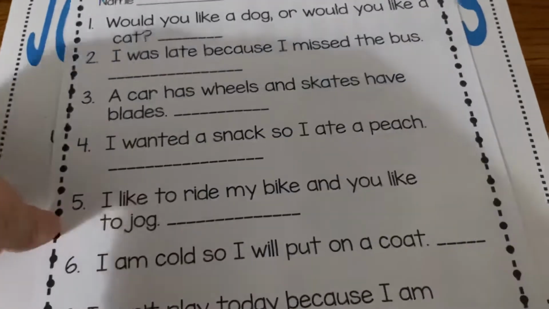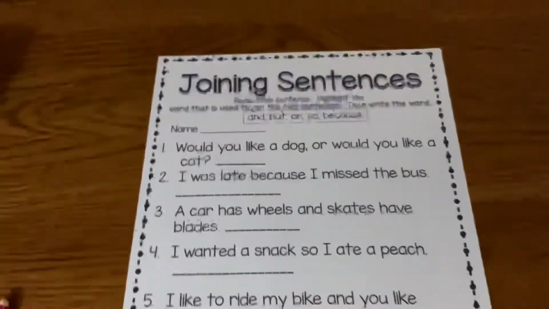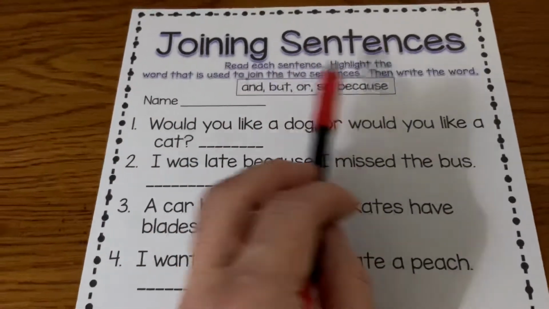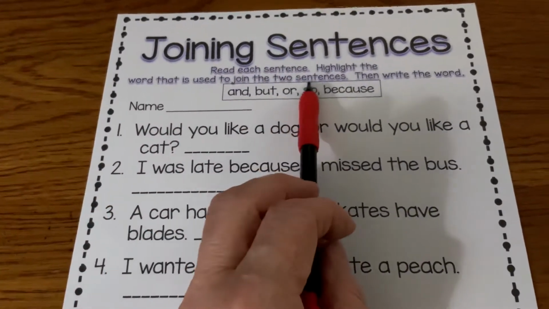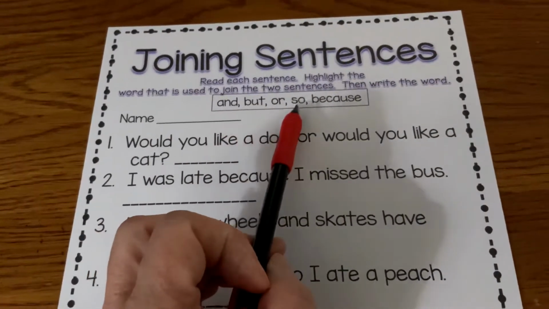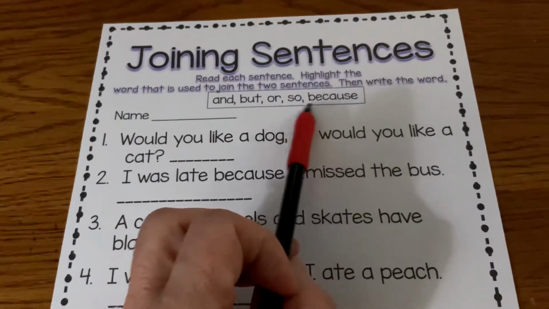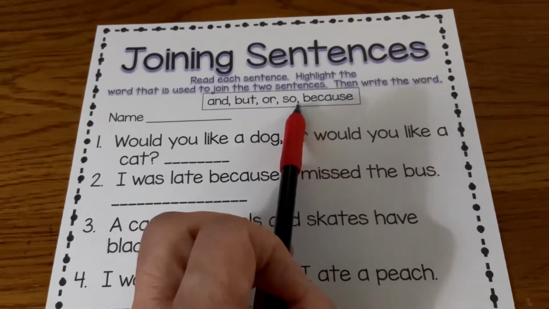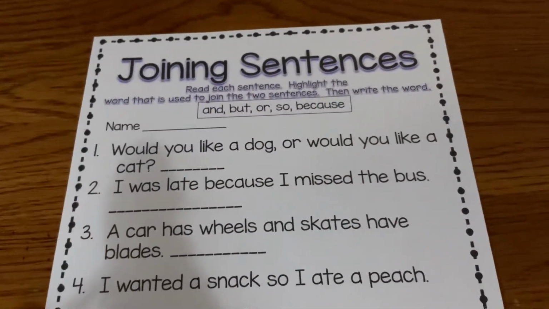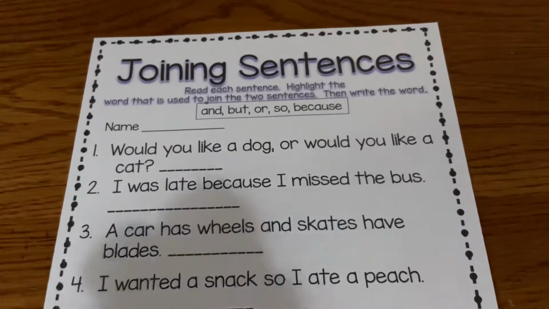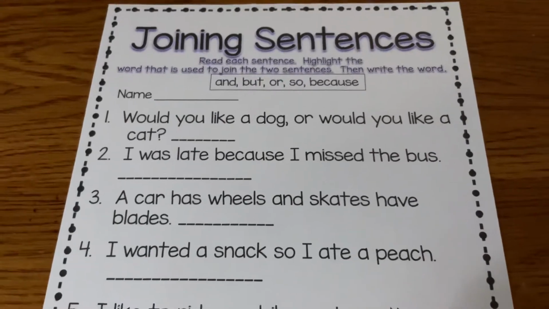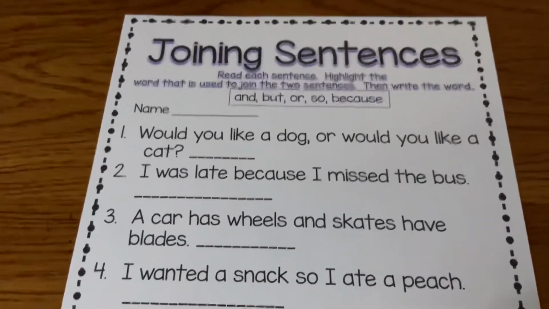So let's look at this paper here and let's see if we can find the joining words in these. Okay, it said read each sentence, highlight the word that is used to join the two sentences, then write the word. It says and, but, or. Okay, there are two words that we didn't talk about, so and because. So sometimes we can use those two words. I went outside so I could get some sun. I didn't do my homework because I couldn't find my paper. Okay, those are two words that join sentences too.